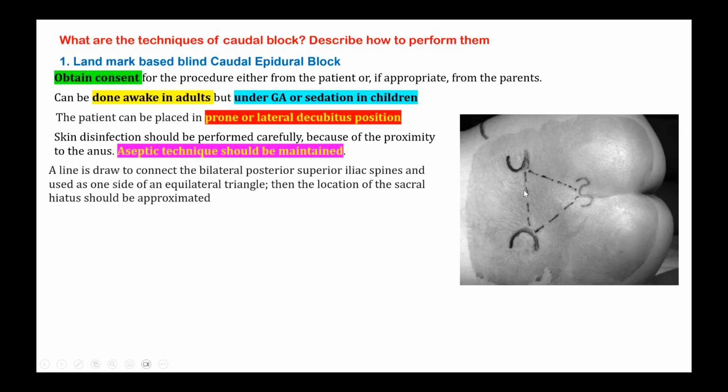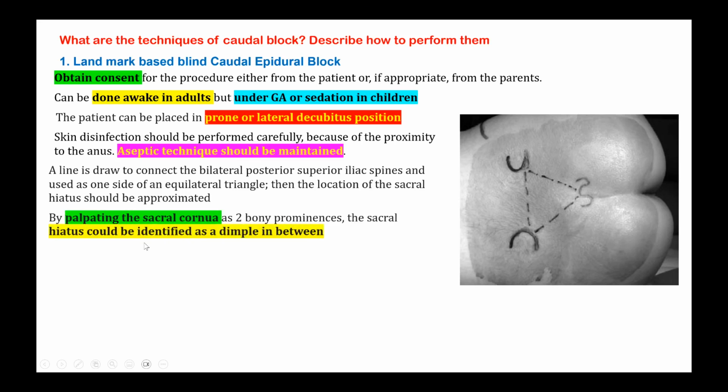Both figures show the posterior superior iliac spines combined with a triangle, which will usually end up almost at the beginning of the natal cleft. So you don't go very close to the anus; it will be well away from the anal opening. It will be at the beginning of the natal cleft. And palpating the sacral cornua, you can identify the two bony prominences. There will be a dimple in between them.